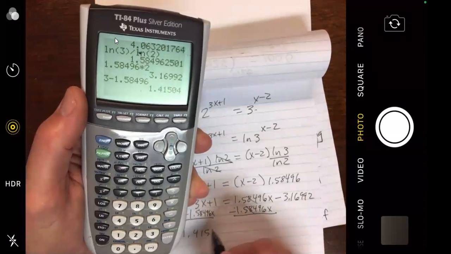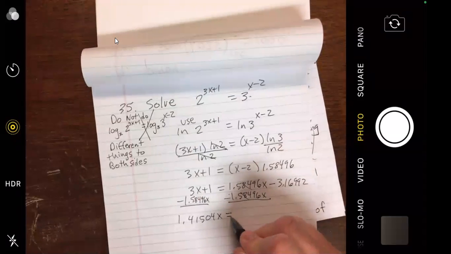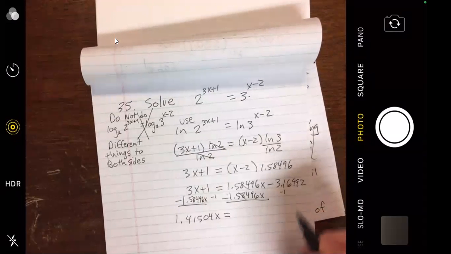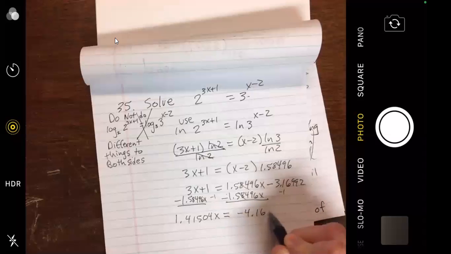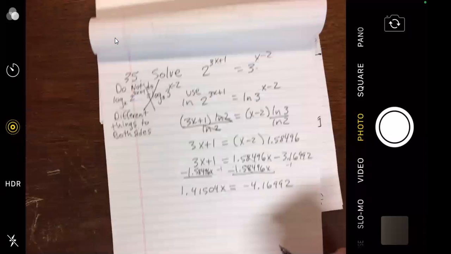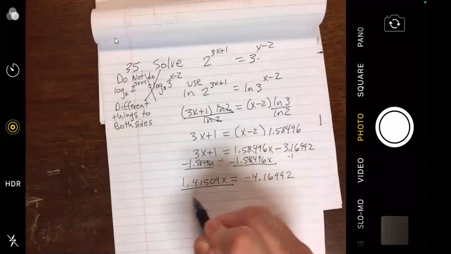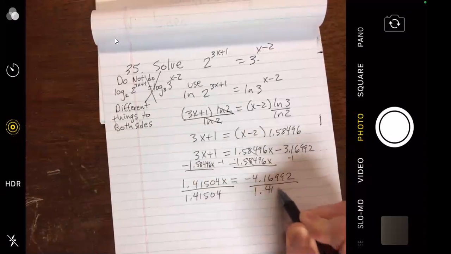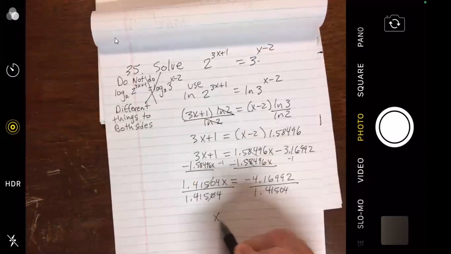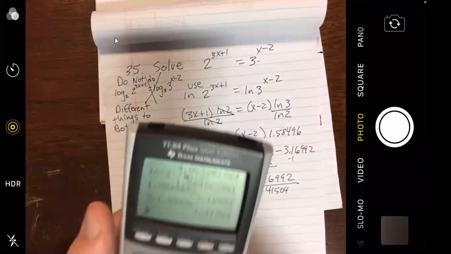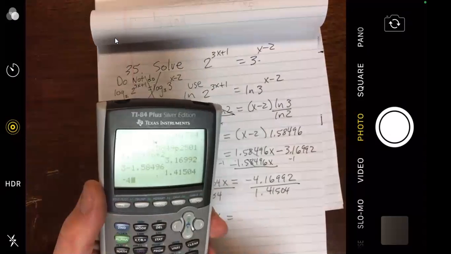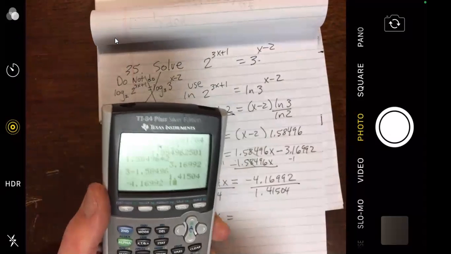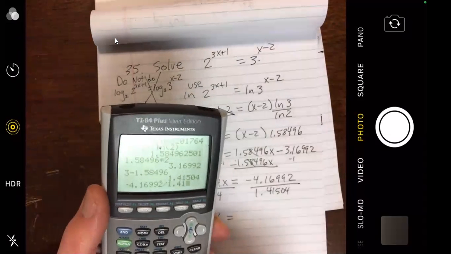1.41504x is equal to, if you can see it, minus 1. I guess I should have showed it, so minus 1 there, minus 1 there. You get a negative 4.16992. And final move, divided by 1.41504. This cancels, and we wind up with our exact answer. Negative 4.16992 divided by 1.41504.